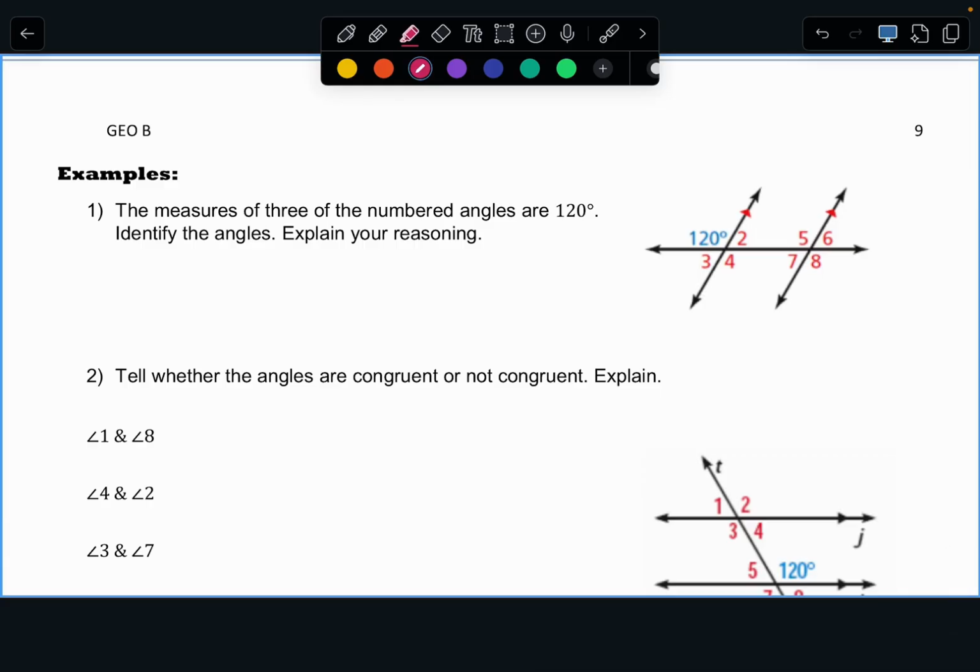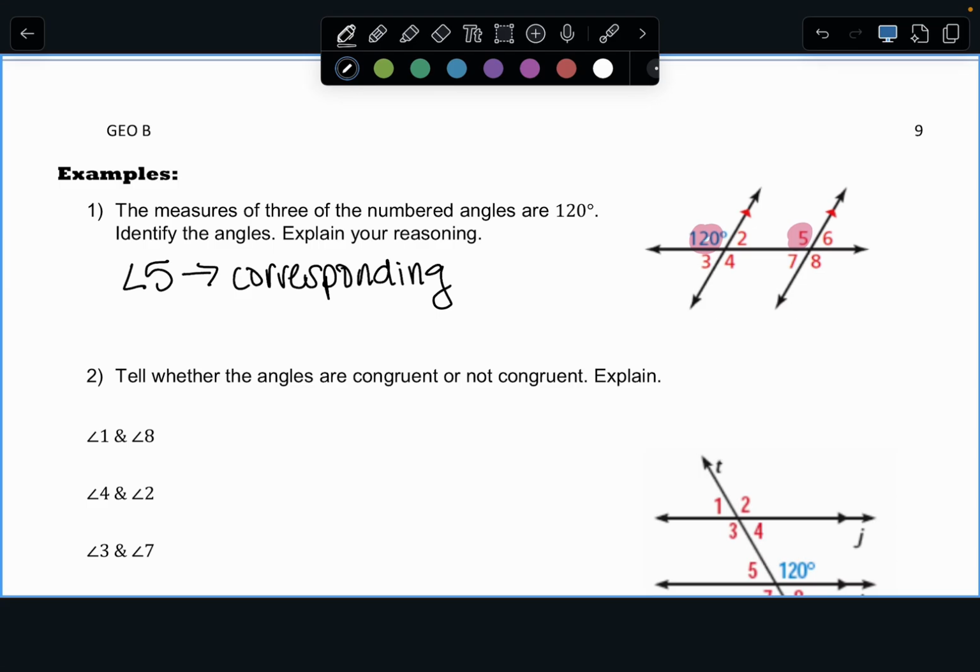It says the measures of 3 of these numbered angles is 120. We have to figure out which ones and why. Angle 5. Why 5? What are those two angles called? Not complementary. What's their special angle relationship? Corresponding. So angle 5, since it's a corresponding angle, has to be congruent because the lines are parallel. So its measure is also 120.